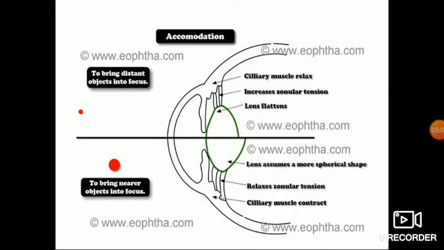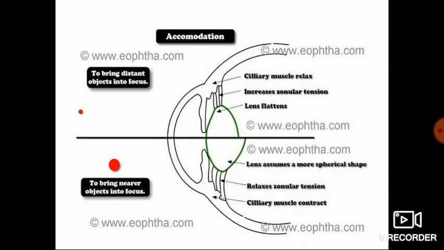What do you mean by accommodation? Accommodation means the eye has the capacity to adjust its focus from distant to near objects because of the ability of the lens to change its shape, and this phenomenon is called accommodation. The inherent elastic property of the lens allows it to become more or less spherical depending on the amount of tension of the zonular fibers or the lens capsule. The zonular tension is controlled by the action of the parasympathetically innervated ciliary muscle.